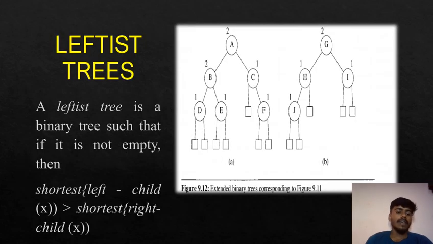The leftist trees. A leftist tree is a binary tree such that, if it is not empty, then the shortest path from the left child of x is greater than or equal to the shortest path from the right child of x. You can see the example of extended binary trees corresponding.